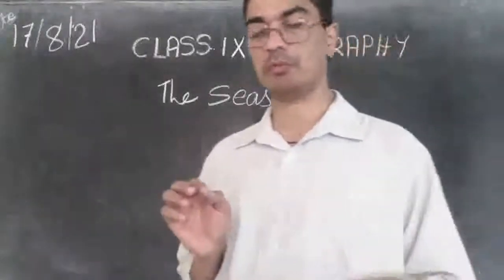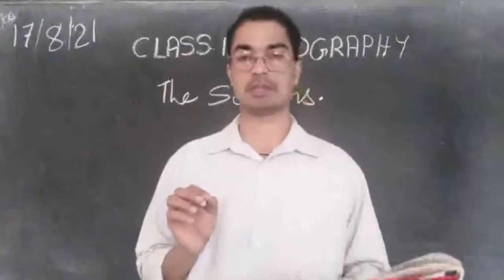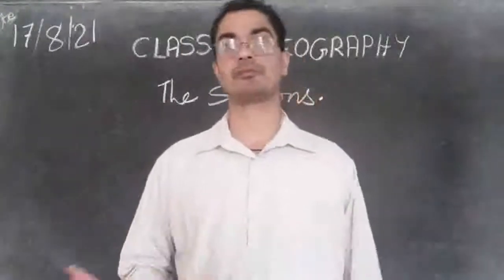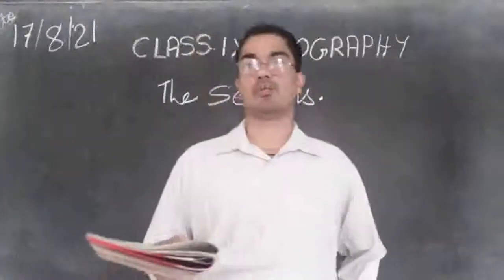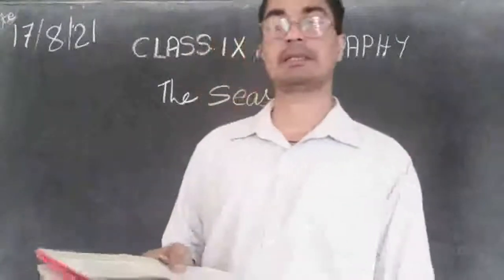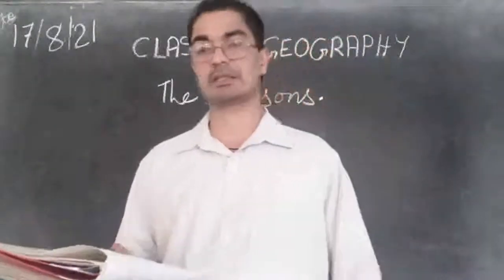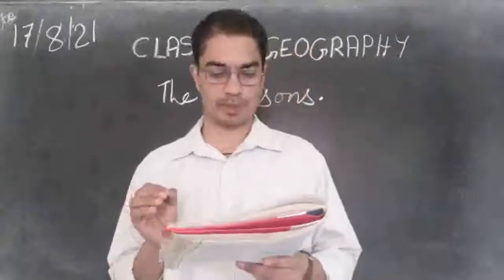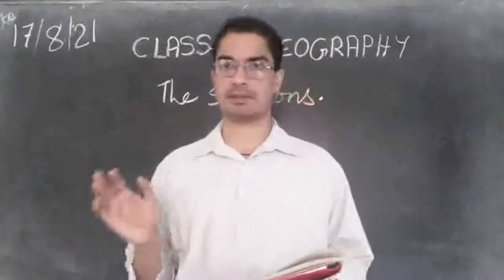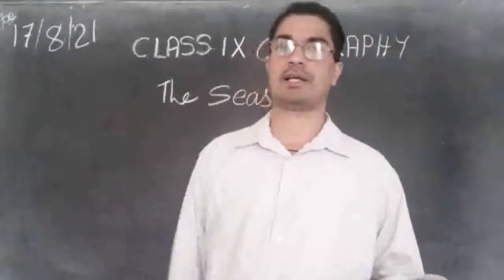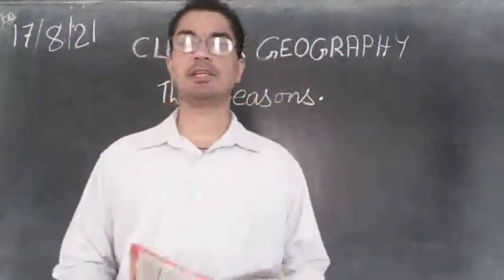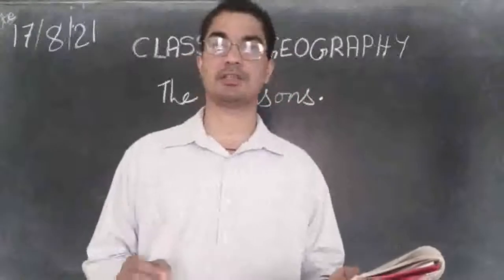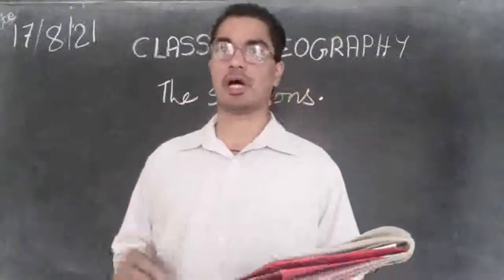You can follow by taking page 31 in your textbook. Take page number 31, the seasons. The monsoon type of climate is characterized by a distinct seasonal pattern. So one season is different from another season. The weather conditions greatly change from one season to the other.